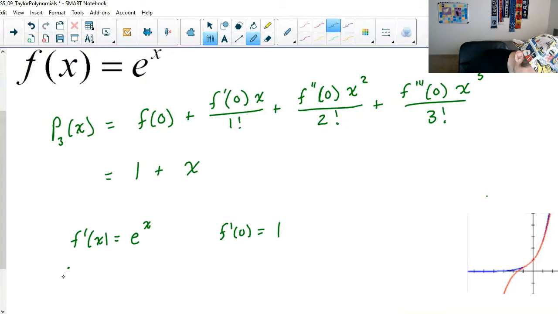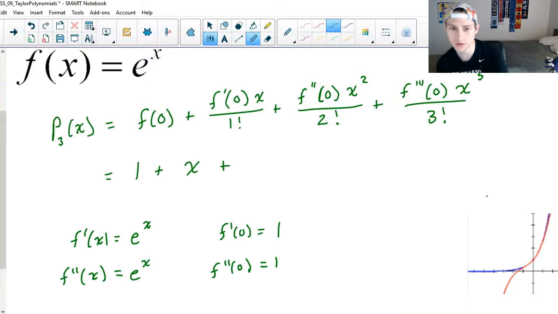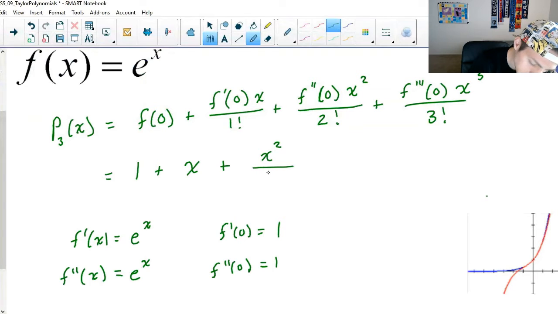And then f double prime of x, well, that derivative is still e to the x. So f double prime of 0 is still just 1. That's making my life a lot easier. If those derivatives are just the same, it makes things a lot better for me. So f double prime of 0 is 1, and x squared is divided by 2 factorial, which is 2.